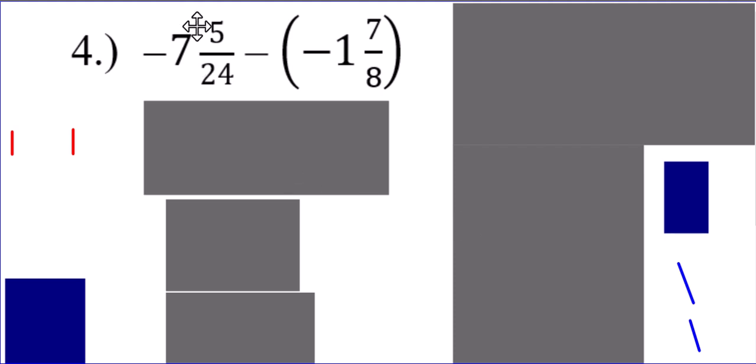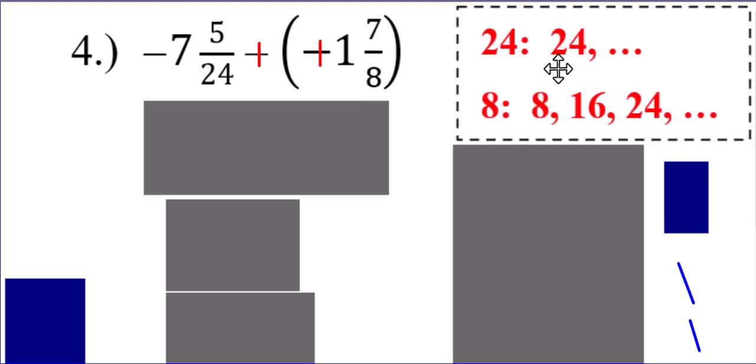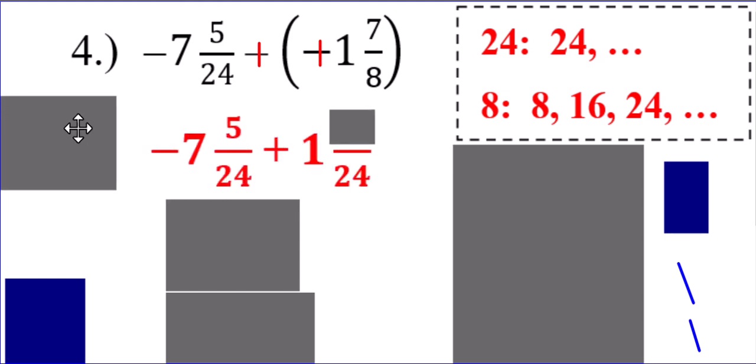Problem number 4. Oh, did you notice there was subtraction in between? The first thing you should have done is made it, boom, adding the opposite, because that's what we do with subtraction. Do they have like denominators? No, they do not. So in my head, I start thinking about multiples of 24 and multiples of 8, and 24 is the lowest common multiple. And the nice thing is, my first fraction was already over 24. So I don't have to change that first fraction at all. But this one I will have to change.